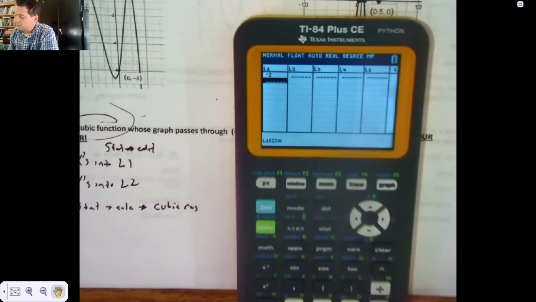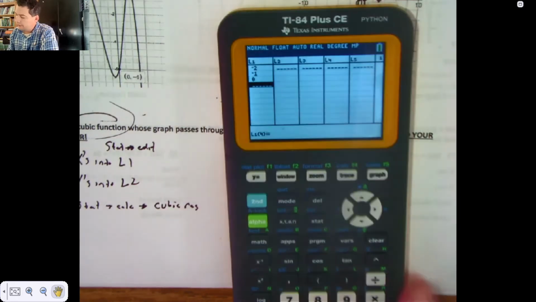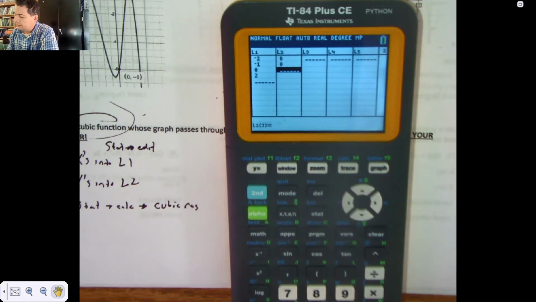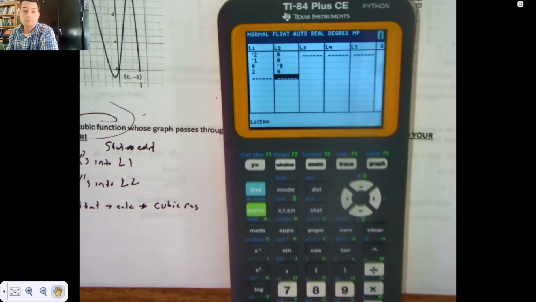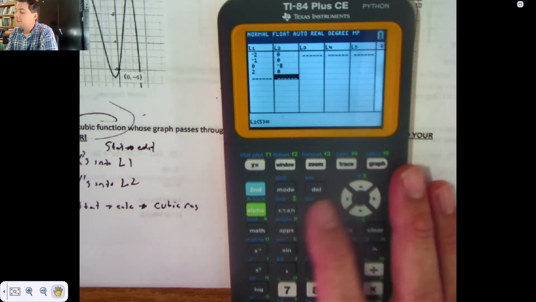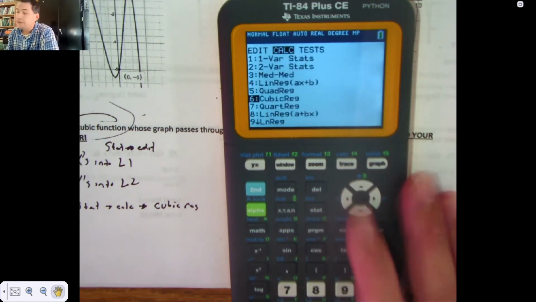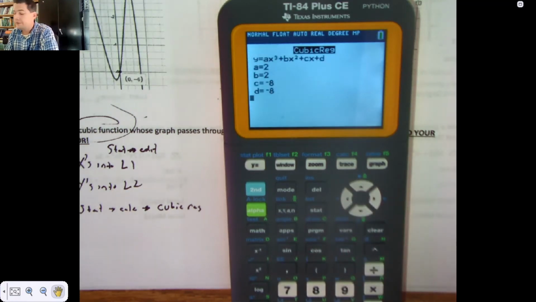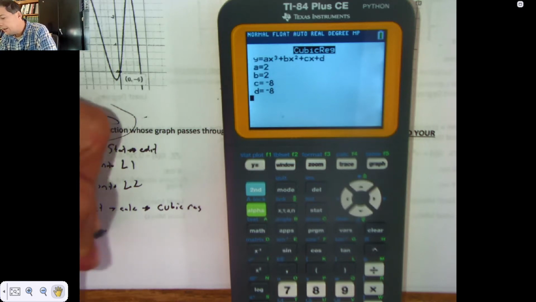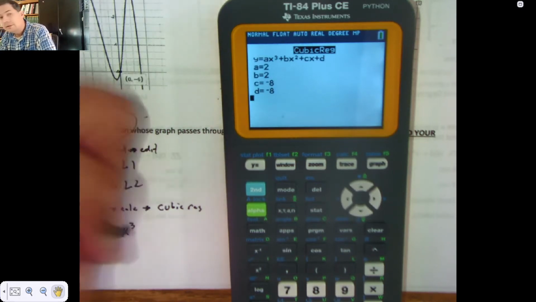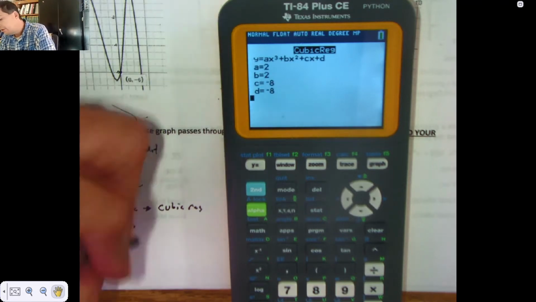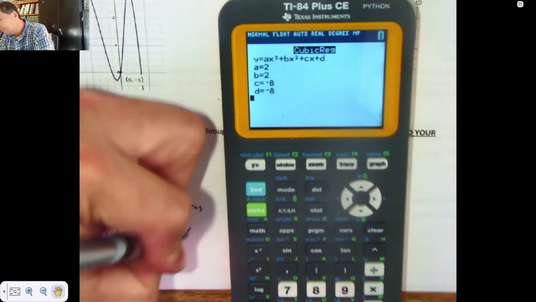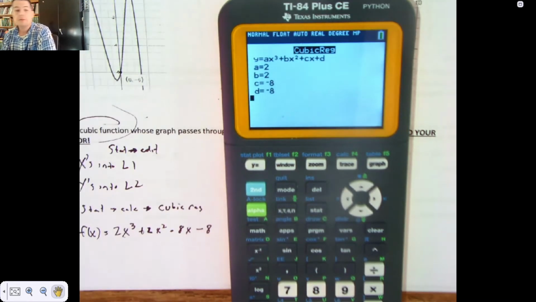My x's are -2, -1, 0, and 2. My y's are 0, 0, -8, and 0. This thing's going to be perfect, probably. Stat, calc, cubic regression, it's number 6. Calculate. There she is. I like f of x. f(x) is 2x cubed because a is 2, plus 2x squared because b is also 2, minus 8x because c is -8, minus 8 because d is also -8.